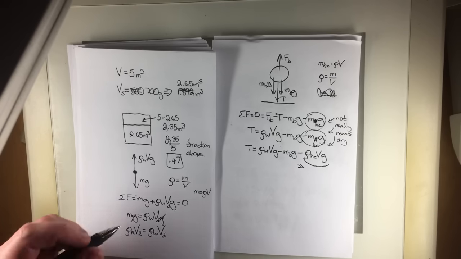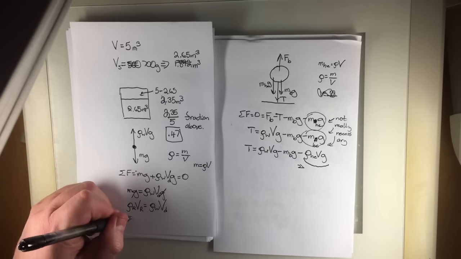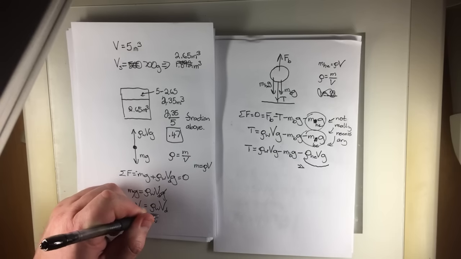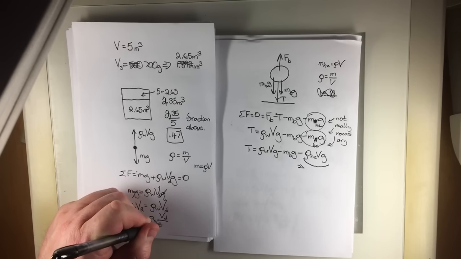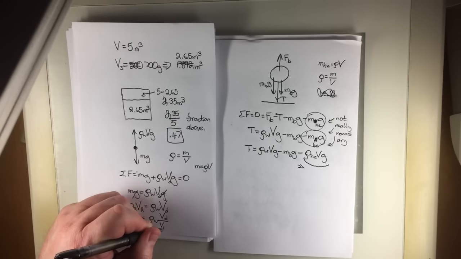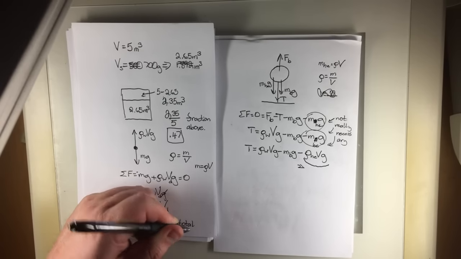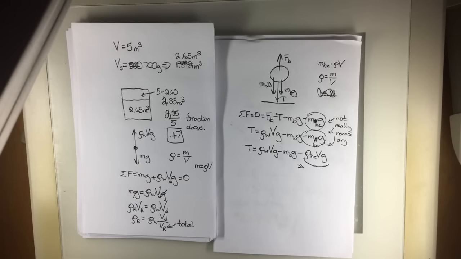So the density of rebellium is density of water, volume of displacement over volume total. And there you go. Is the water displaced, is that the amount that's spilled over? Mm-hmm. Yeah, it's the water that's spilled out.